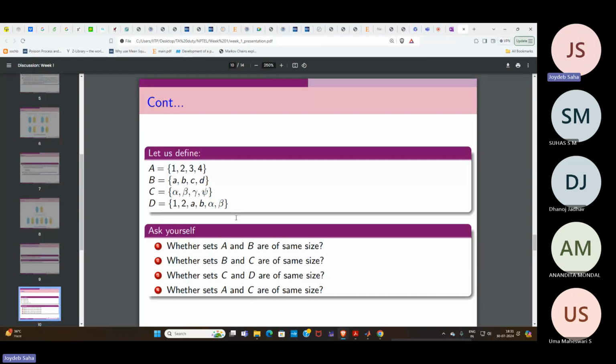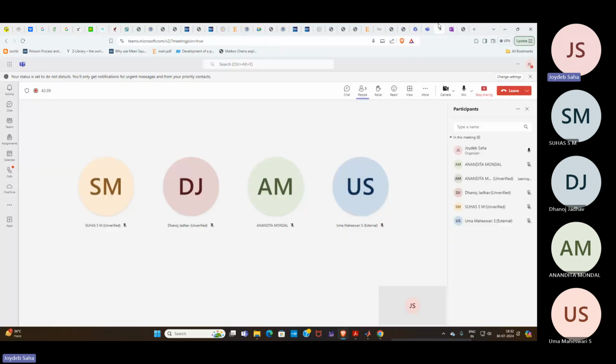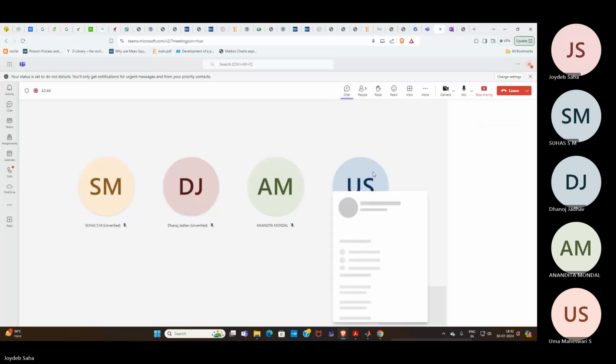So now I ask 4 questions. Whether sets A and B are of same size, whether sets B and C are of same size, whether sets C and D are of same size, and whether sets A and C are of same size. Is there any question? No.